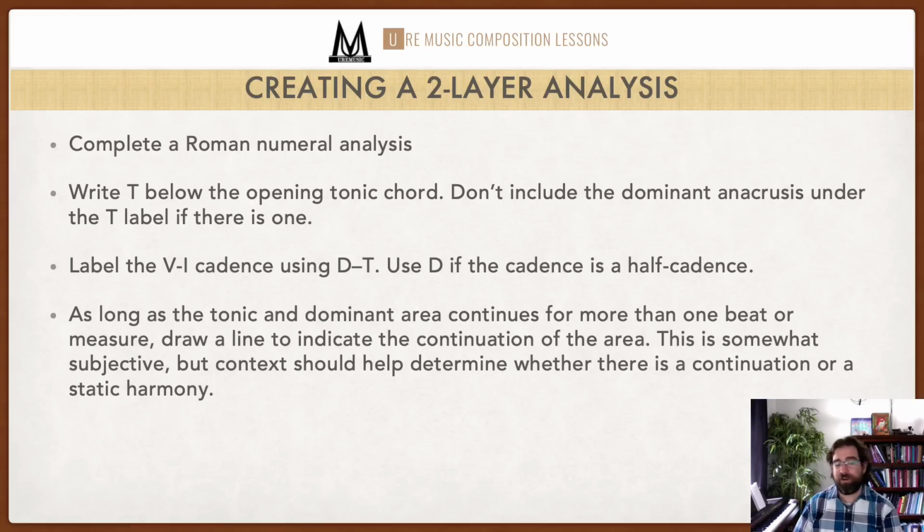So as long as the tonic and dominant area continues for more than 1 beat or measure, just draw a line to indicate the continuation of the area. It's going to be somewhat subjective, but typically you can look at the melody, the chords, the harmonic rhythm. You can look at all these different features to determine whether or not there's a continuation or a static harmony in the piece.